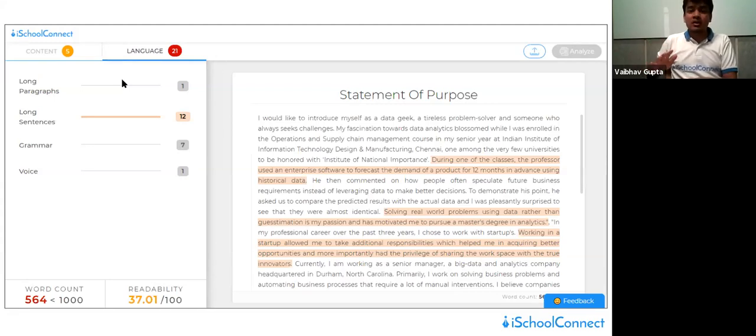So be clear on your objectives. Keep researching about your future aspirations, about your universities. Take control of your future.